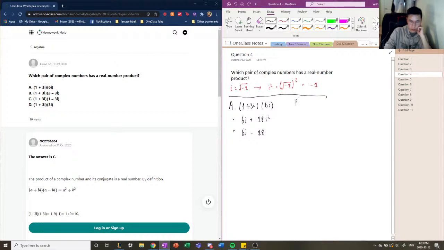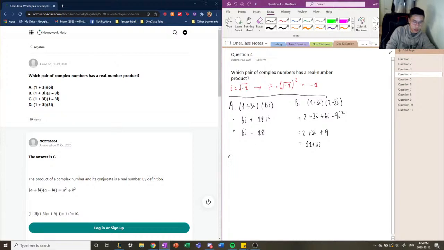All right, let's look at B. B is going to be 1 plus 3i times 2 minus 3i. We're going to use FOIL to expand this. So it's going to be 2 minus 3i plus 6i minus 9i squared. If we simplify this, we get 2 plus 3i plus 9, because i squared is -1, so negative, negative, positive. So we get 11 plus 3i, which is not our solution again.